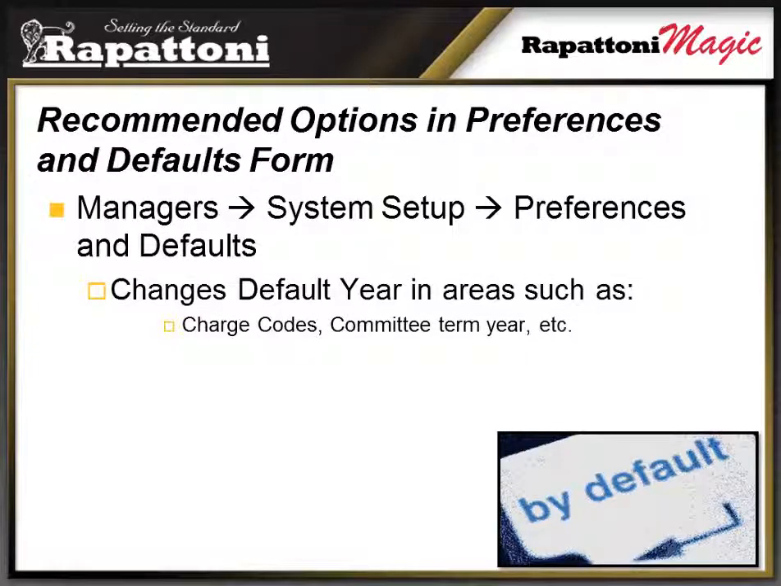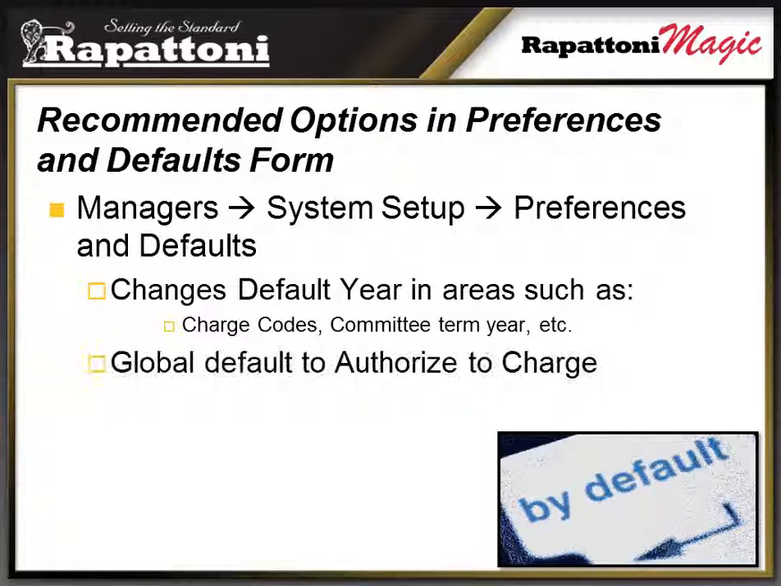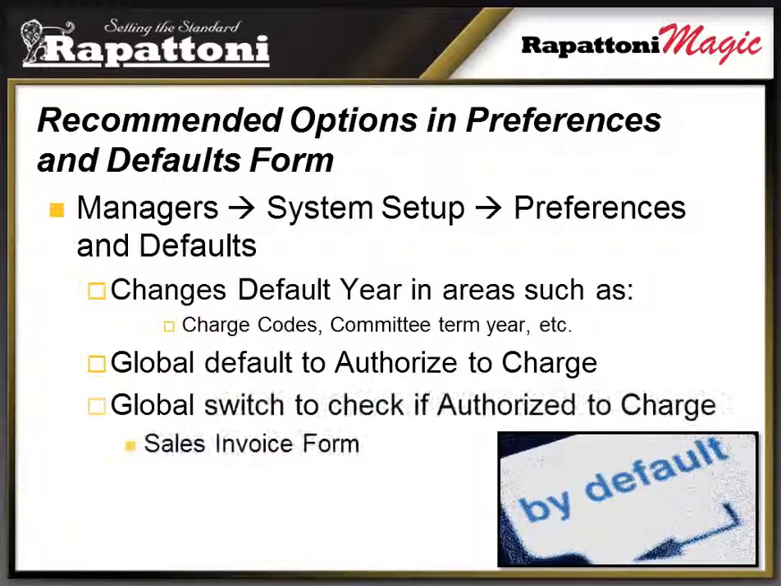To find this form, we're going to go to Managers, System Setup, Preferences, and Defaults. You can change the default year in areas such as charge codes, as well as the committee term year. As well as, we do have the global default to change for authorized to charge. And again, that's when you're entering new members, it automatically defaults to yes or no, whatever you set in this default form. So they're already automatically set up as how you want it.